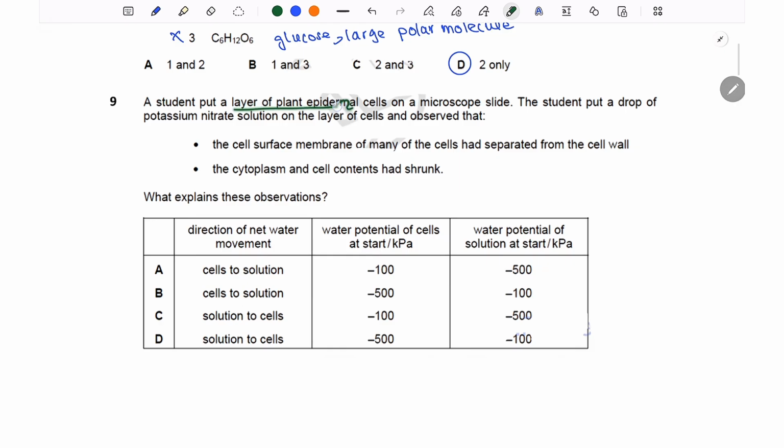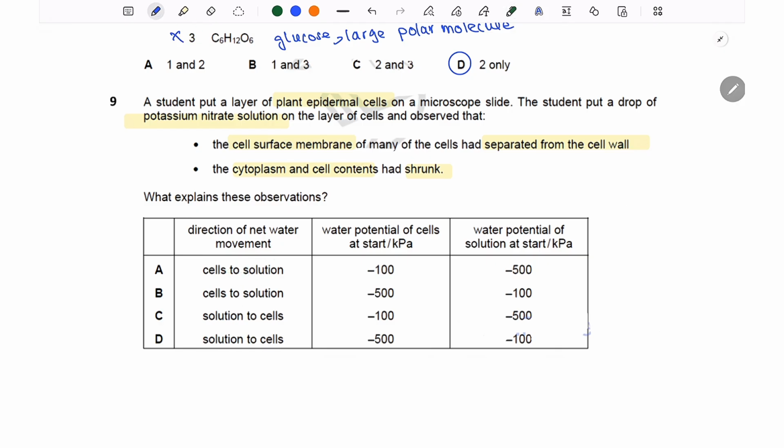A student put a layer of plant epidermal cells on a microscope slide. The student put a drop of potassium nitrate solution on the layer of cells and observed that the cell surface membrane of many of the cells had separated from the cell wall. This is a plant cell we're talking about. And the cytoplasm and cell contents had shrunk. The cell surface membrane had separated from the cell wall. And this is a plant epidermal cell. So what are they asking? What explains these observations?